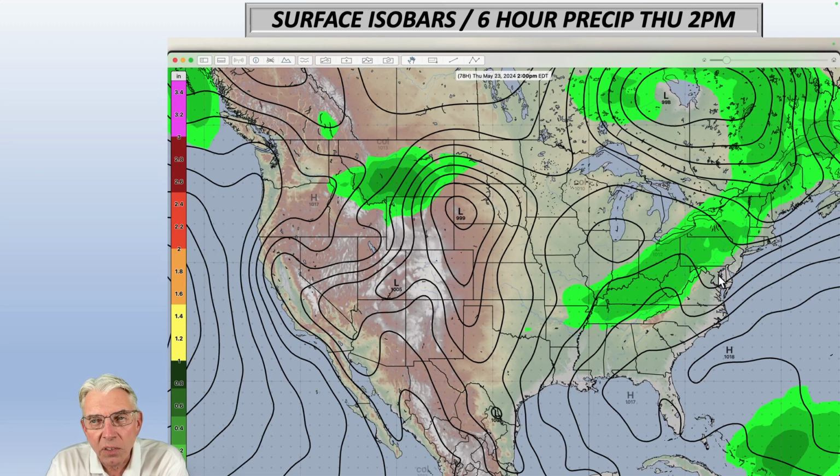And many times those trough axes can act as triggers for showers and thunderstorms to develop. Anything that makes the air come together and go up, that's always a recipe for cloud development. And if it's vigorous enough, showers and thunderstorms. So I thought it was such a clear example this week that it would be an interesting thing to talk about, why that shows up the way it does.